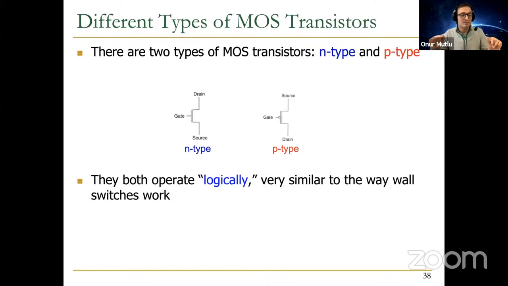So logically, they both operate similar to the way wall switches work. You know about wall switches? Basically, you have a light on the ceiling, and you want to turn it on and off. You basically have a switch, and you put the switch up or down, right? Or you connect the switch, or you disconnect the switch, essentially. And if you disconnect the switch, the light turns off. If you connect the switch, the light turns on.